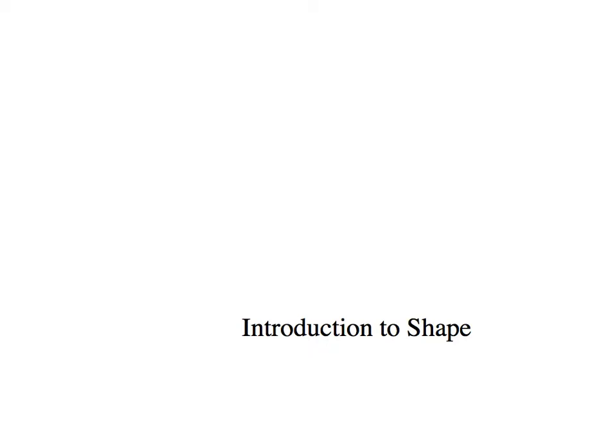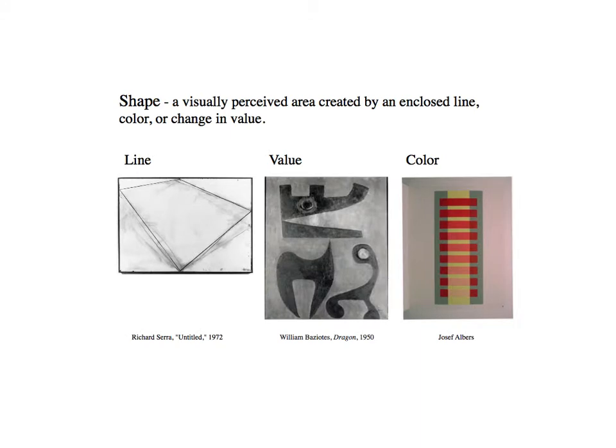This next project is based off of the principle of balance and the element of shape. A shape is a visually perceived area created by an enclosed line, color, or change in value. So if you see from these three examples, a shape could be created through outline, through a simple change in value or texture, or also through color.